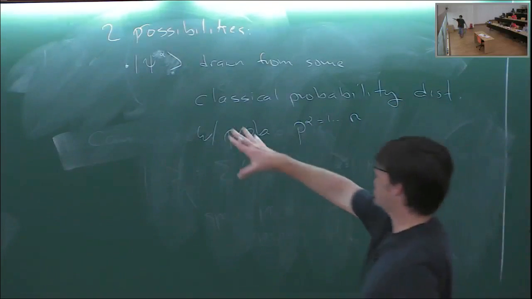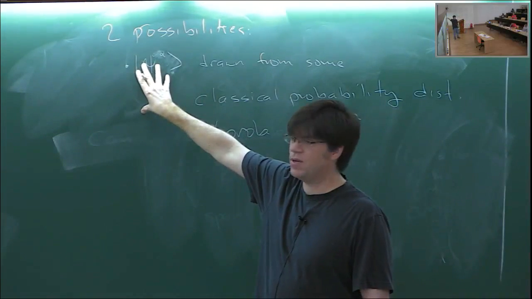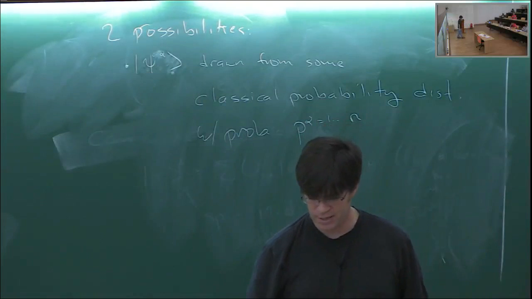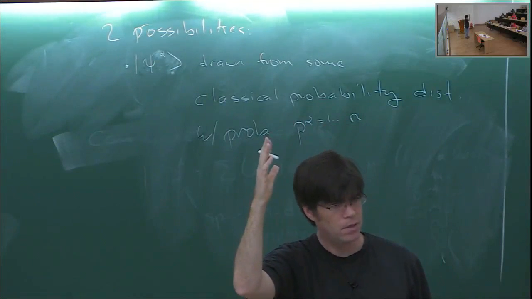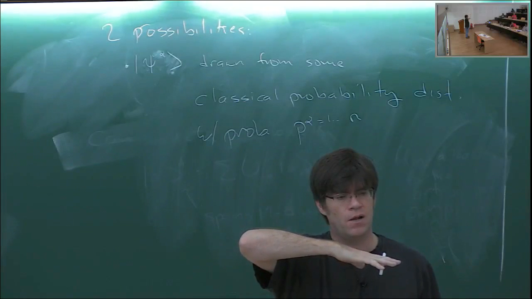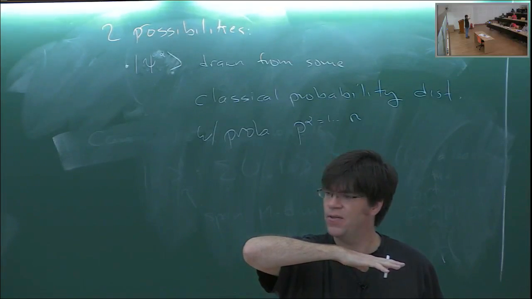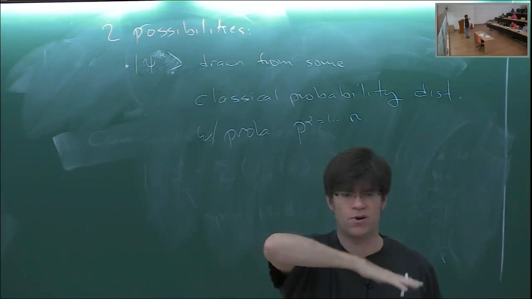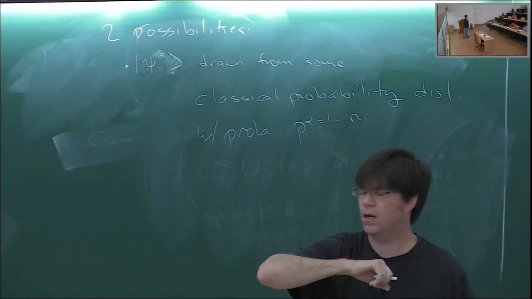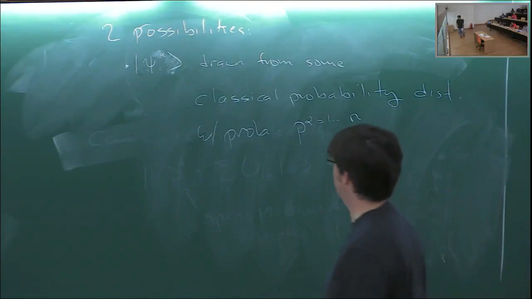Furthermore, these do not have to be orthonormal. It could be that I draw, say, a state which is spin up with 50% probability, and a state which is spin aligned along the x direction with 50% probability. Somehow that's the uncertainty. Those two states are not orthogonal to each other, but it's a perfectly reasonable possibility.